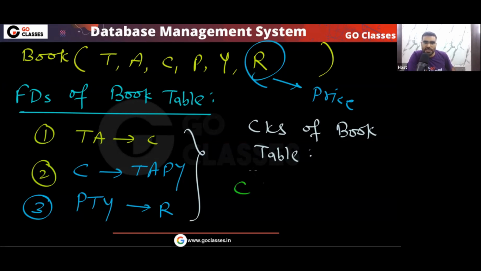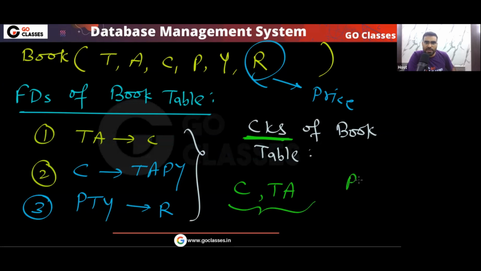You can see C is a candidate key. The single attribute candidate key is only this, yes or no? Nothing else. Next, you can see TA is also a candidate key. Is there anything else? Nothing else. You can check. Just find all the candidate keys. These will be the candidate keys. Nothing else is a candidate key.